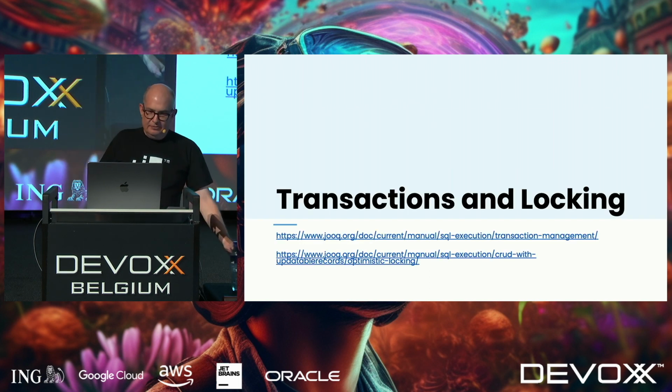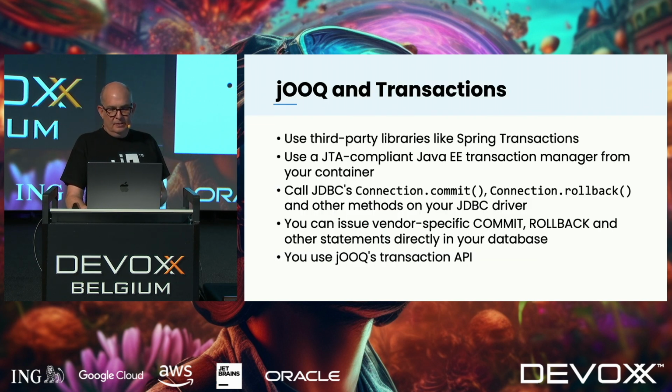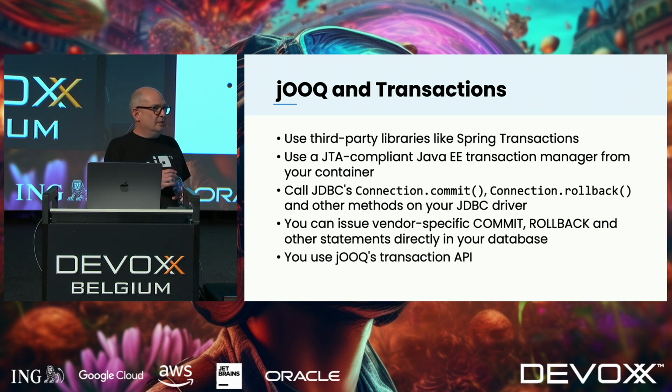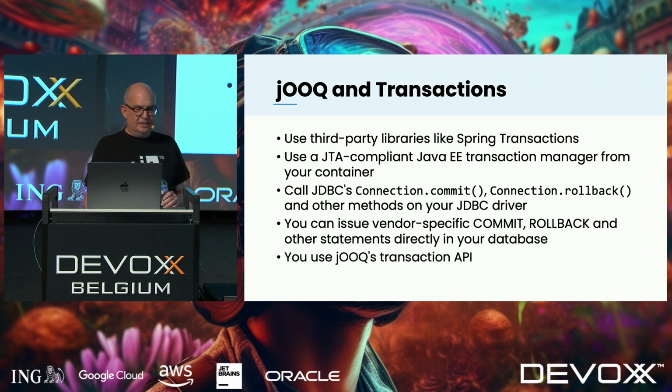Then some words about transactions. If you're using Spring Boot or Quarkus, I don't have to say anything because jOOQ just takes part of the transaction management of the framework. Or if you're using Jakarta EE, then you can use transactions that are already there. But you could also use the connection commit and rollback yourself if you like to. And even jOOQ has a transaction API.